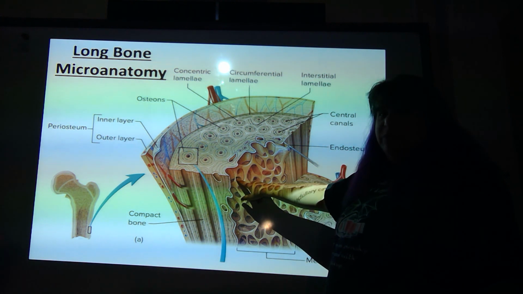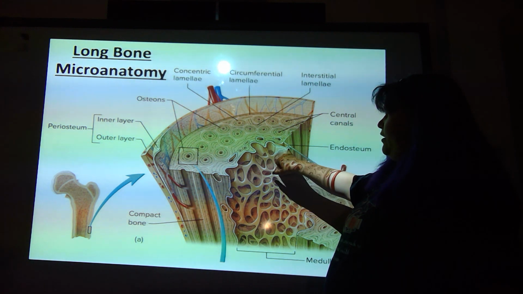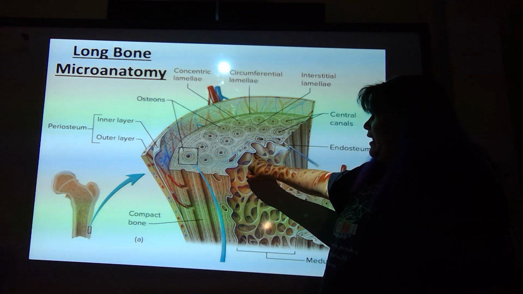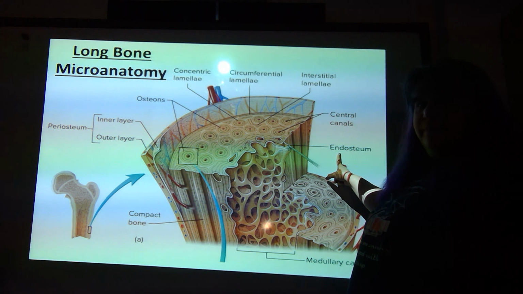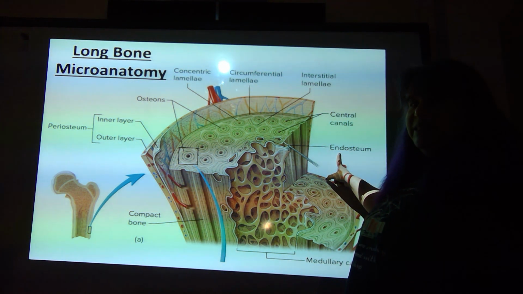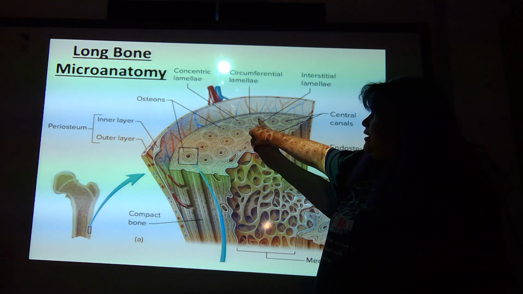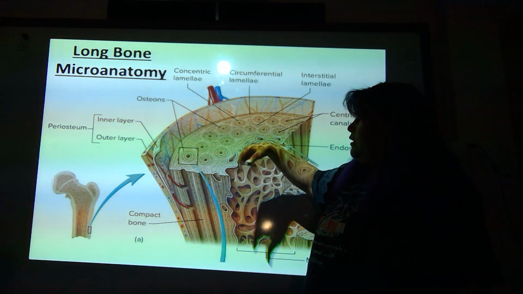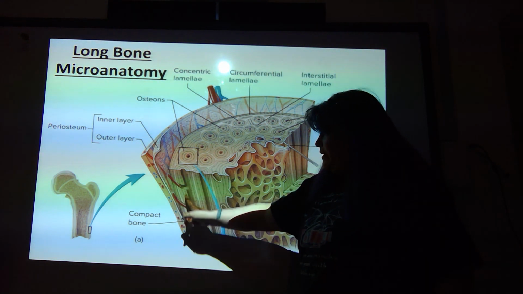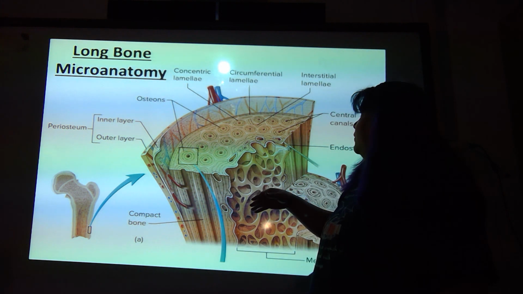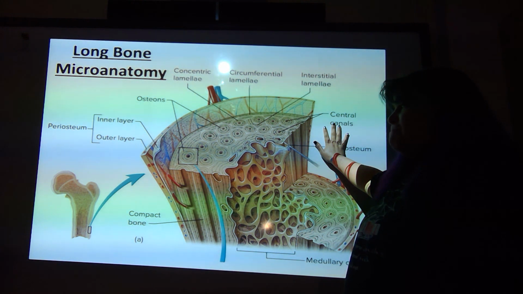Internally, there's my spongy bone. Looks like a sponge, right? And here, being pulled away from that internal bone, is the endosteum. Okay, endo, inside, osteo, bone. In the center of these osteons, now remember, this is a bone, so these are going to be going completely up and down the length of our bone. We have the central canals, okay?